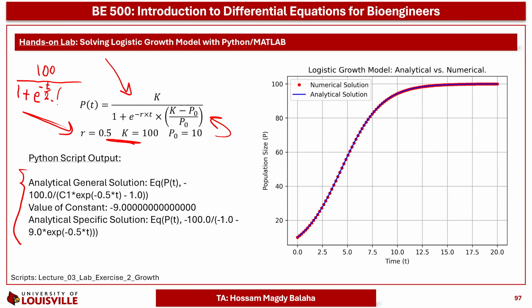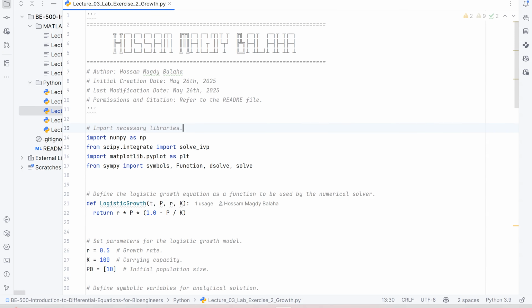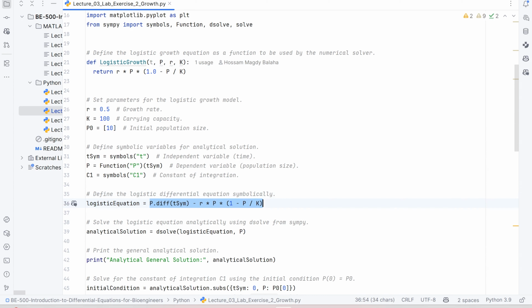This is multiplied by this constant, and this constant will be K minus P naught, which is 100 minus 10, which is 90, over P naught, which is 10, which will equal 9. So this factor will be 9. So the equation will be 100 over 1 plus the exponential of negative t over 2, and all multiplied by 9. So here we will use the same code, but we will define the model or the function, the initial conditions, and the symbolic equation.